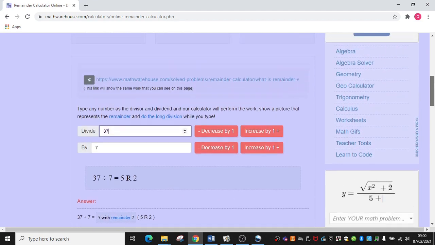Okay, but be warned, if you do this on a normal calculator, it's not going to say 5 remainder 2, it's going to say 5.2. Okay, so it's giving you a decimal answer rather than a remainder. So for remainders, I need to be using this website.